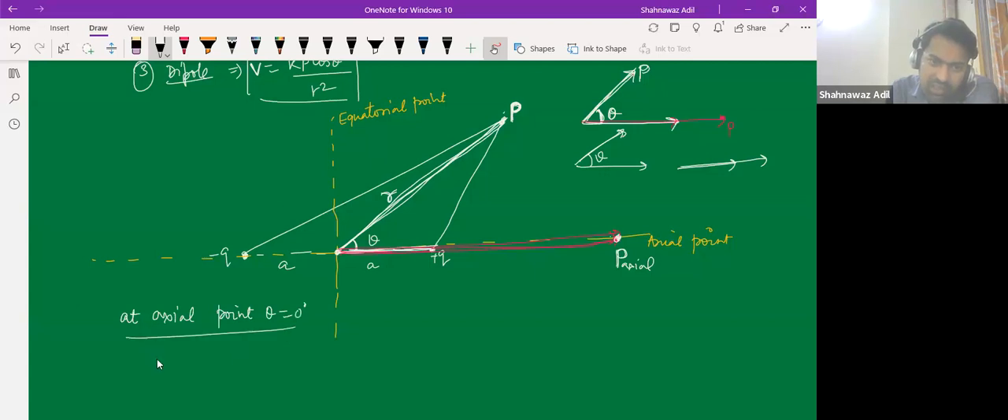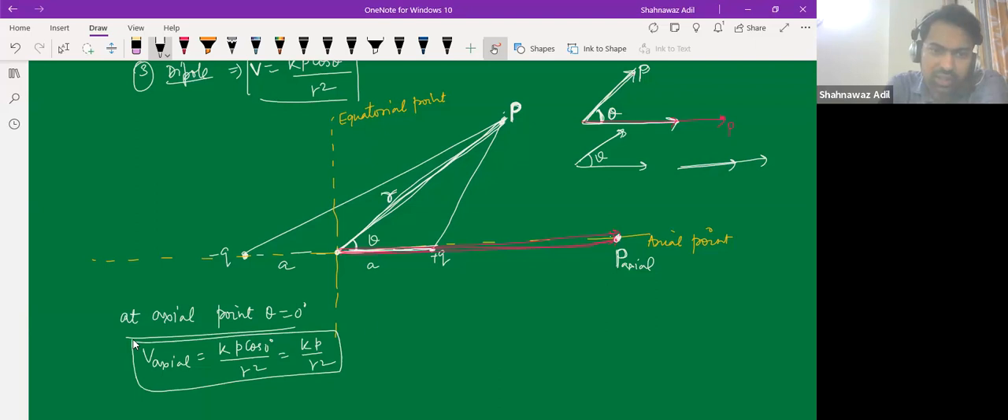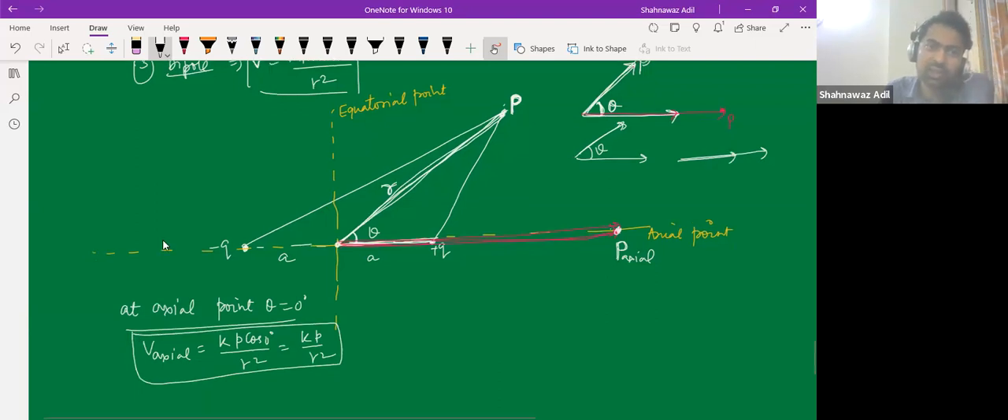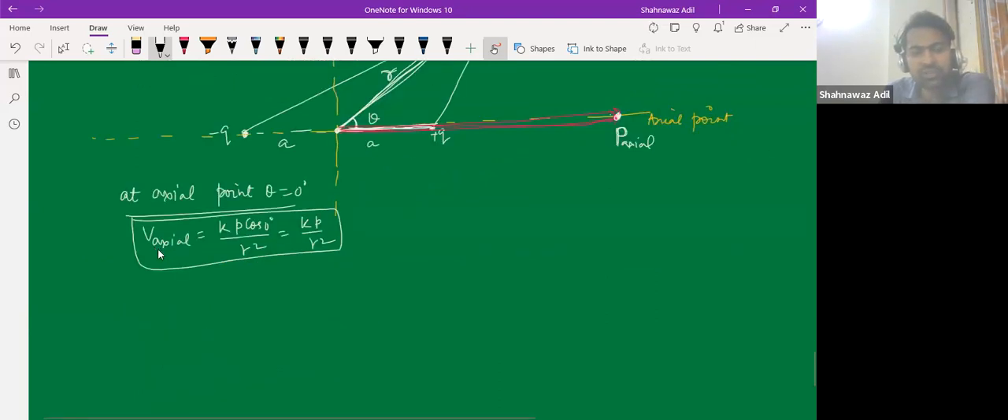So P axial would be how much? Kp cos 0 by r square. So this is Kp by r square. Clear? This is the potential of the dipole at the axial point. Is this clear?